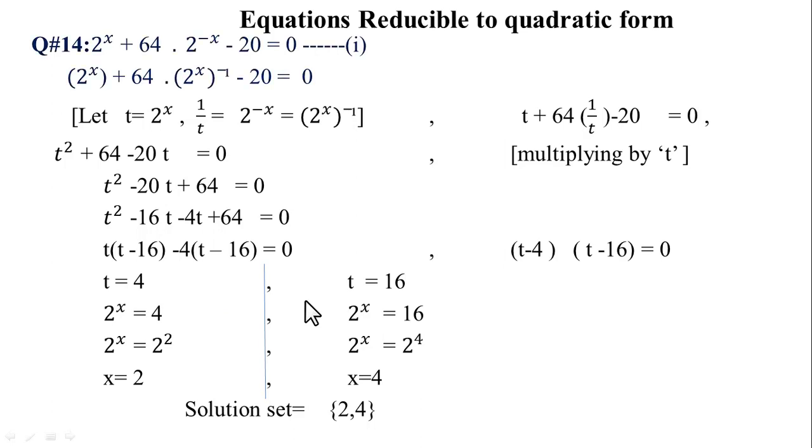Then we write that in the original variable in the form of x. So we know that 2 to the power x is equal to t. So put 2 to the power x is equal to 4, and similarly 2 to the power x is equal to 16. Now we can change 4 into 2 to the power 2 and 16 into 2 to the power 4. Then we can write that 2 to the power x is equal to 2 to the power 2, and 2 to the power x is equal to 2 to the power 4.